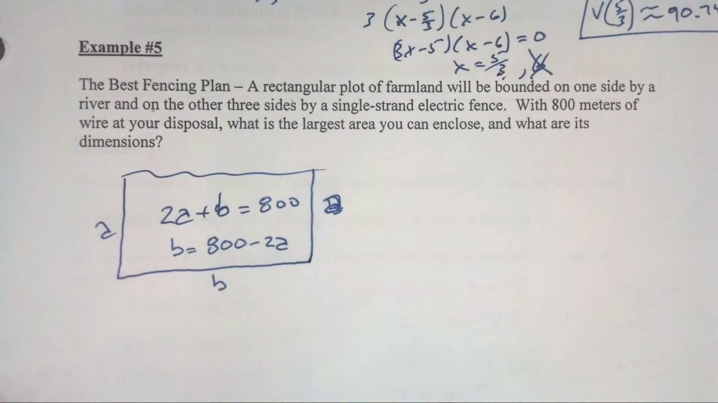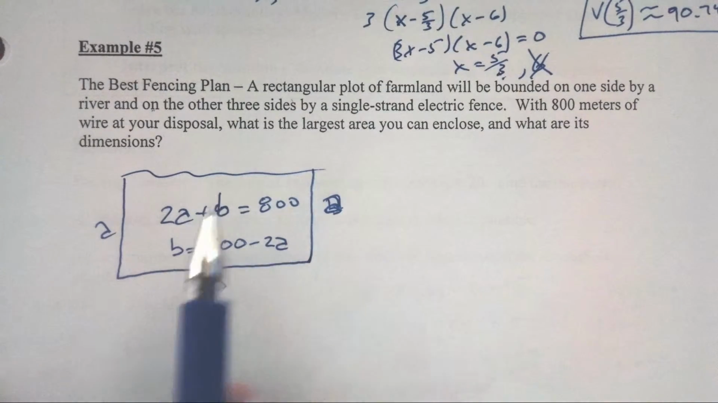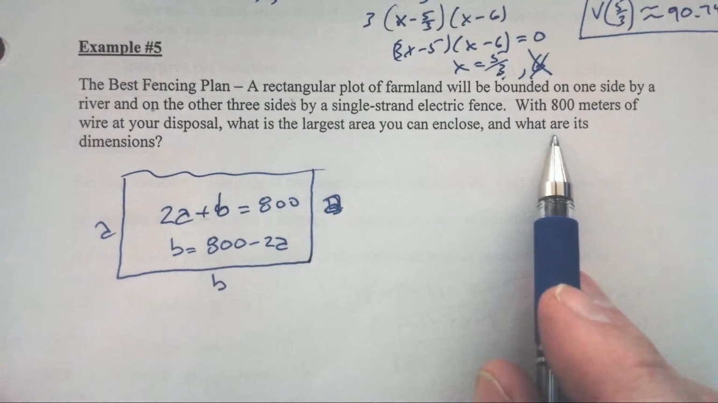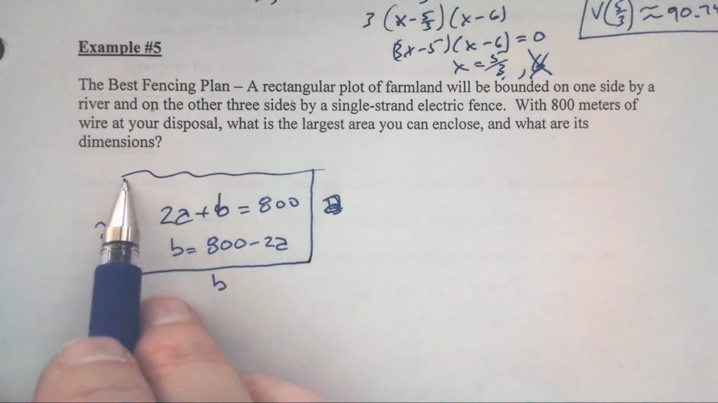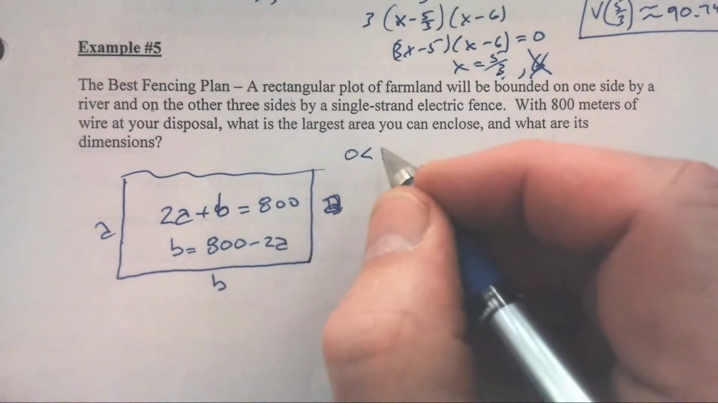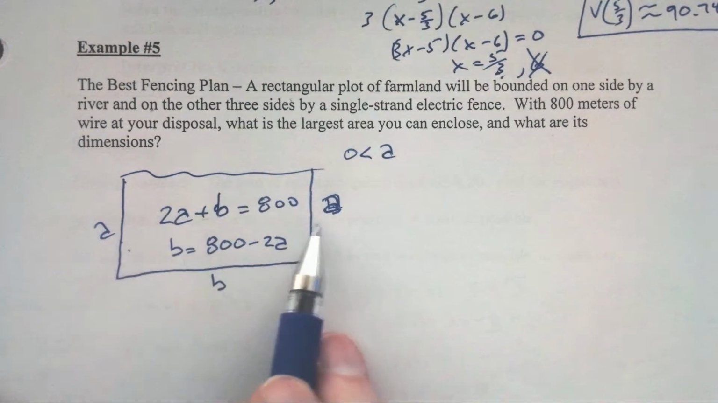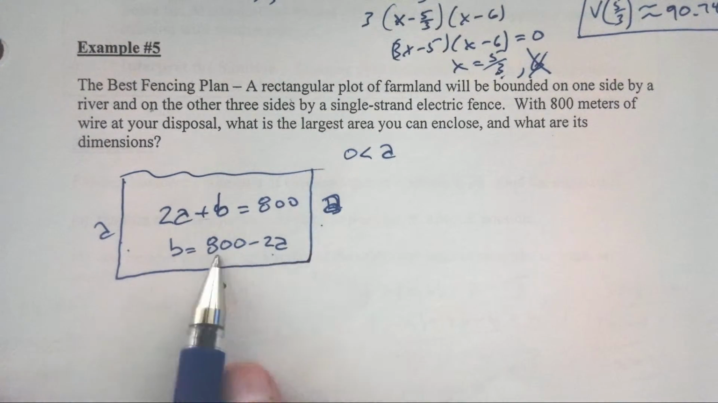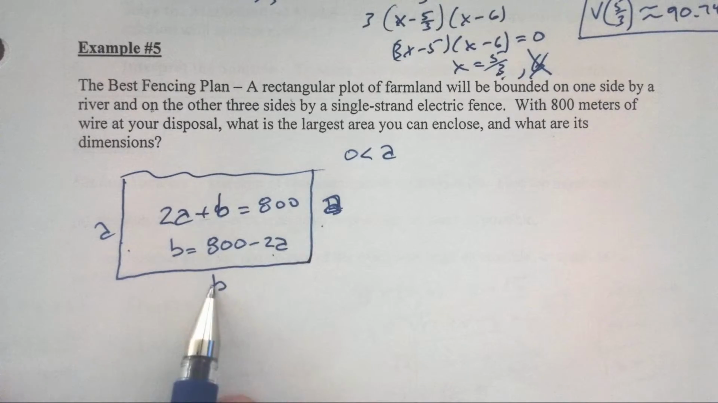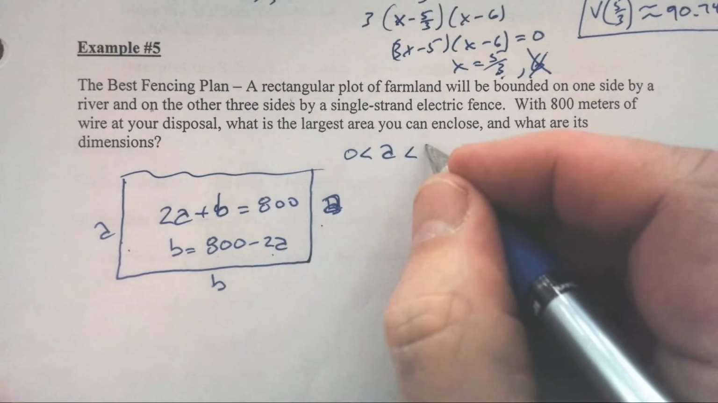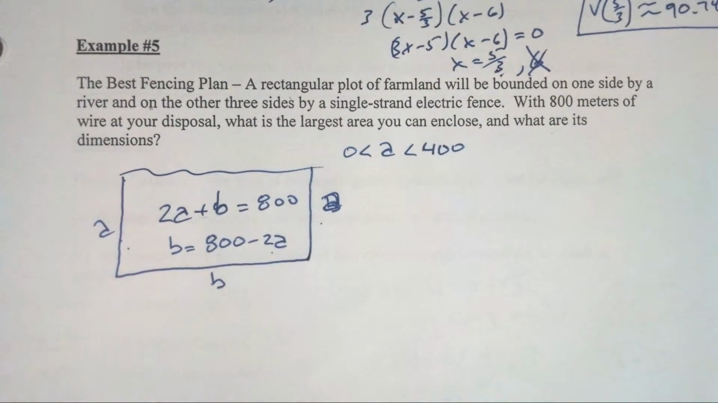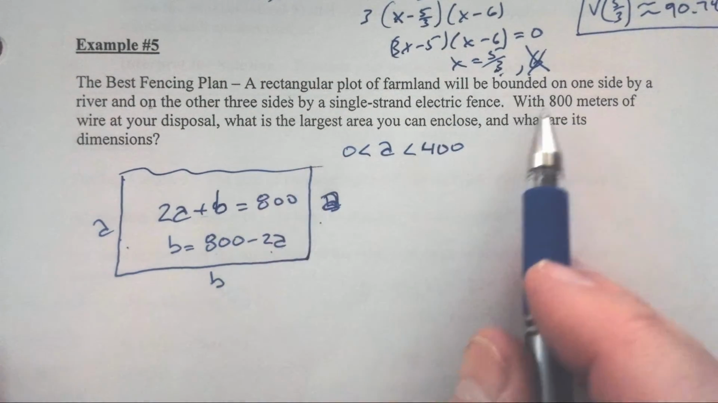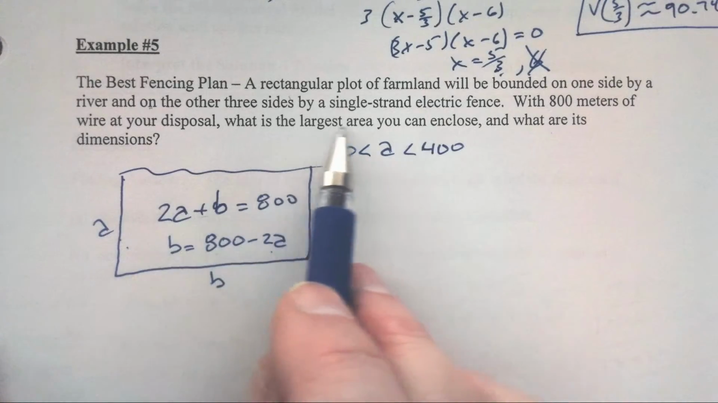Now let's see what else we're looking for. Probably going to maximize area. What is the largest area you can enclose? Okay, well, I know that A could be really close to 0, but A cannot exceed 400, or actually can't make it to 400, otherwise there's nothing left for B. All right, so we are with 800 meters of wire at your disposal. What is the largest area?